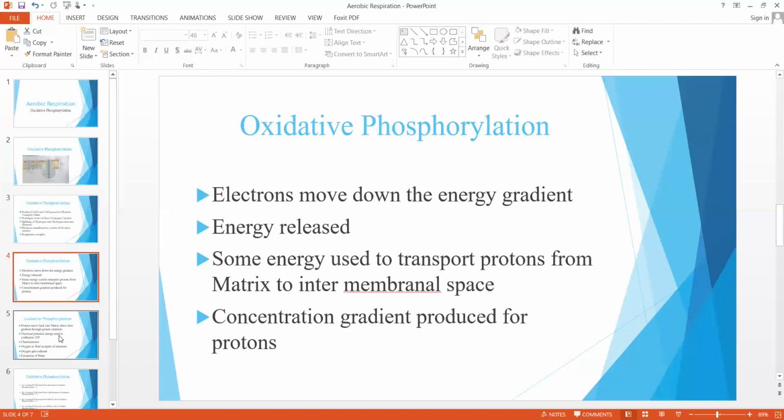Actually, it depends on how much energy is released when electrons are passing from one carrier to another carrier. So theoretically, 3 molecules of ATP can be produced, because obviously ATP synthesis requires energy as well, right? And that energy is coming from the movement of electrons from one electron carrier to the next one, right? So theoretically, from each molecule of reduced NAD, 3 molecules of ATP can be produced, and from each molecule of reduced FAD, 2 molecules of ATP can be produced.